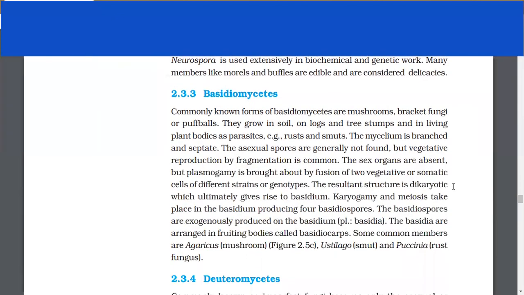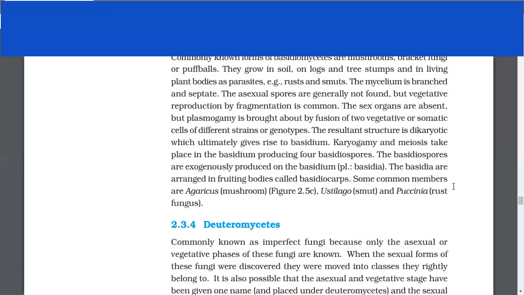Basidiomycetes. Commonly known forms of Basidiomycetes are mushrooms, bracket fungi, or puffballs. They grow in soil, on logs and tree stumps, and in living plant bodies as parasites, for example, rusts and smuts. The mycelium is branched and septate.